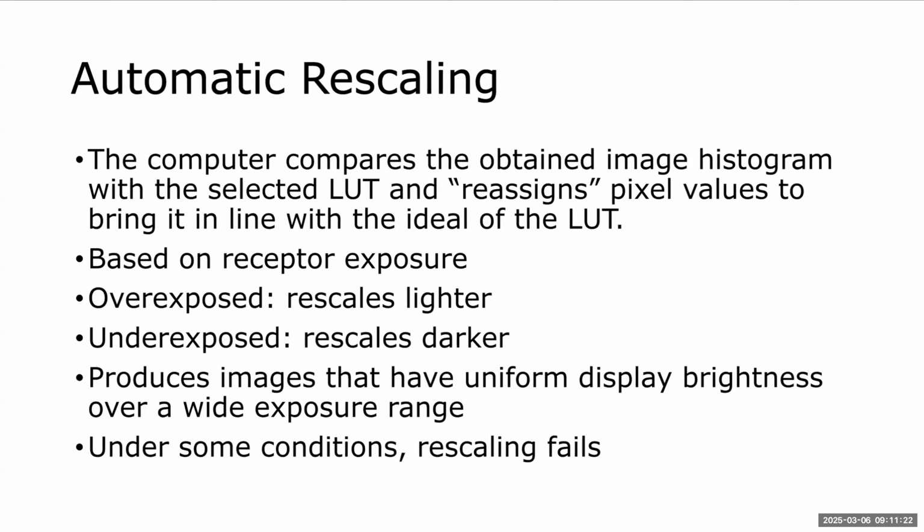Automatic rescaling, as I mentioned a minute ago, compares the obtained histogram with the lookup table, and it reassigns pixel values to bring it in line with the ideal of the lookup table. There's a way that the computer expects it to look, and if it doesn't look that way, it's going to make these adjustments to the pixel values so that it does. So if you're overexposed, it's going to rescale it lighter. If you're underexposed, it's going to rescale it darker. So we can get a uniform display brightness over a wide exposure range.